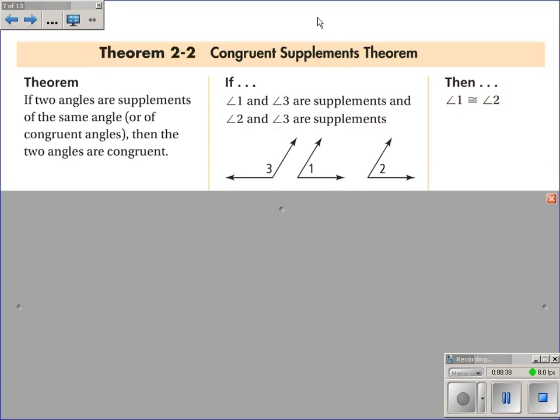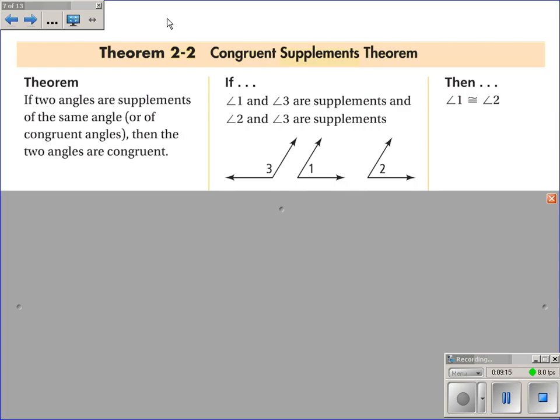and angles 2 and 3 are supplements, then it must be true that angles 1 and 2 must be congruent. Okay, so before we look at this proof, we'll ask ourselves the very important question of, why should this be true? Well, if angles 1 and 3 are supplements, what does that mean? Well, it means that their measures add to be 180 degrees. If angles 2 and 3 are supplements, that means that their measures also add to be 180 degrees.